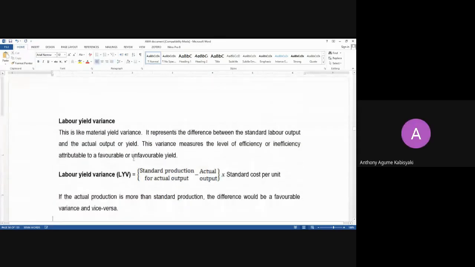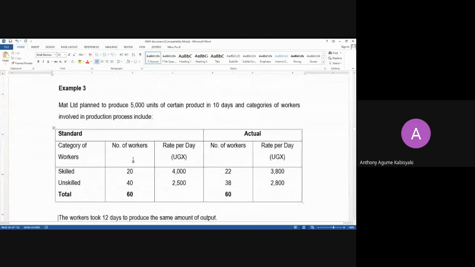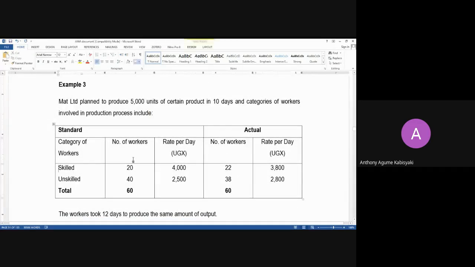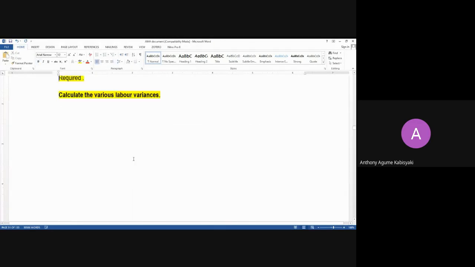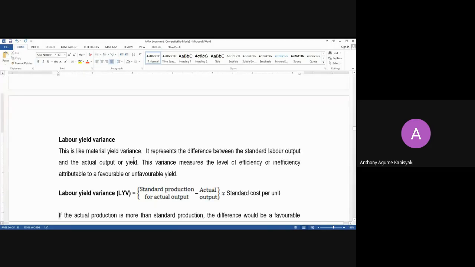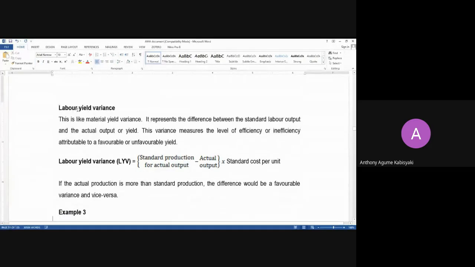Okay? No, I want to do example 3 because they are similar. But why I want example 3 is that it has information that will enable me to compute even labor yield, because I wanted to look at mix and yield at the same time. So the other ones I will show you how you should do.